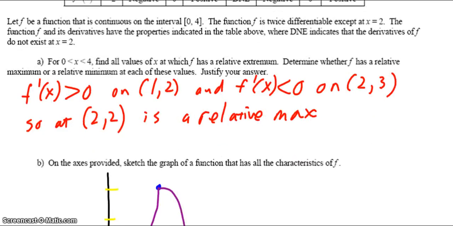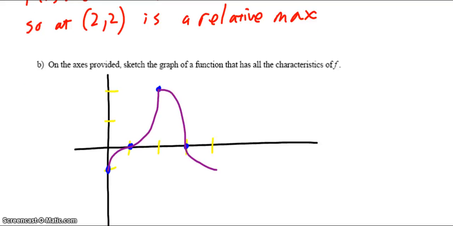Alright, so now looking at a possible graph, well, we know some points. We know the point 0, negative 1. We know the point 1, 0. We know the point 2, 2. And we know the point 3, 0. We don't know where it is at 4. But we do know that the function is negative and that it's decreasing because the derivative is also negative. And we know that it is concave up because the second derivative is positive.